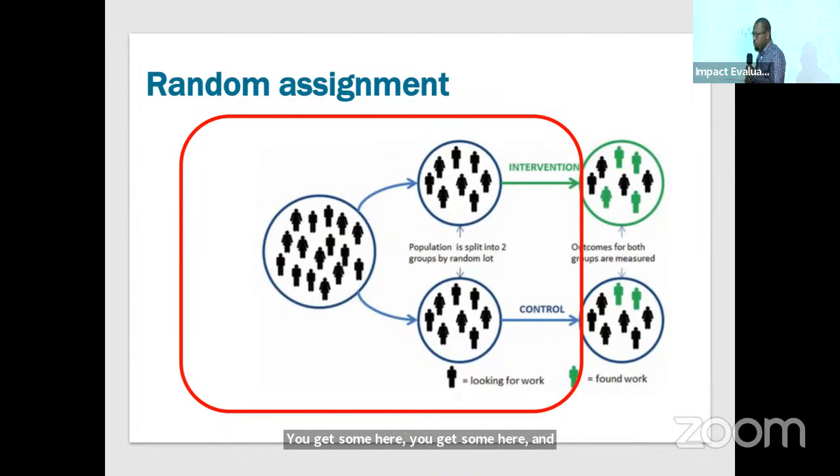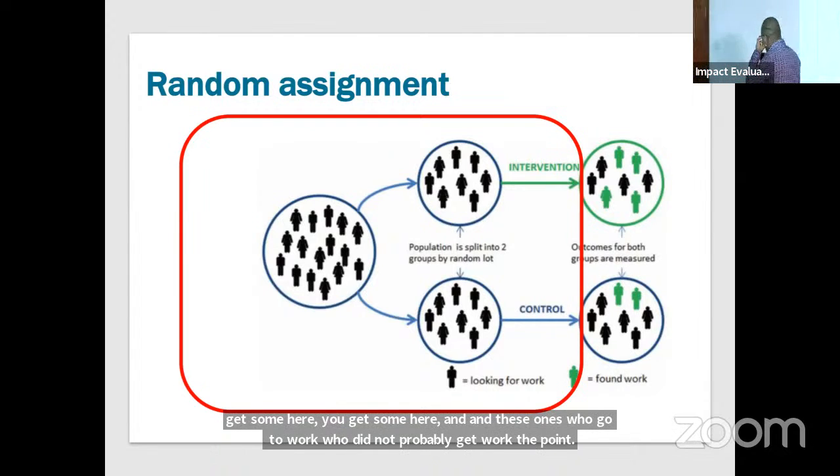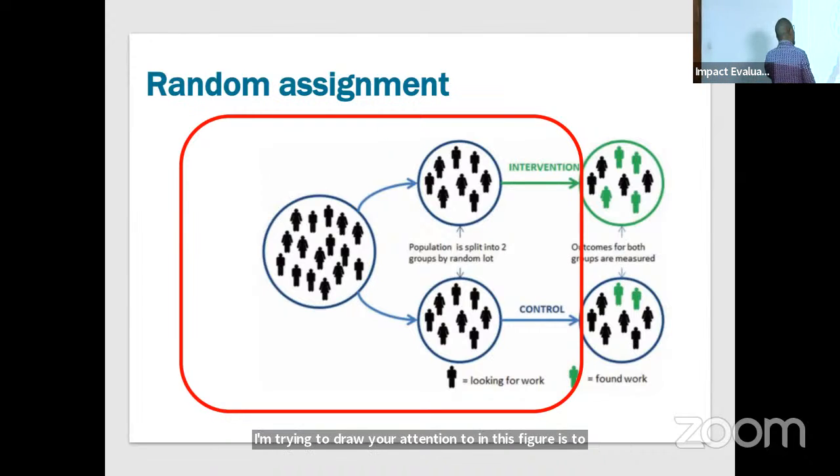The point I'm trying to draw your attention to in this figure is that this is an example of how we were talking about random assignment. And random assignment was purely sampling. Are we together? It is purely what? Sampling.